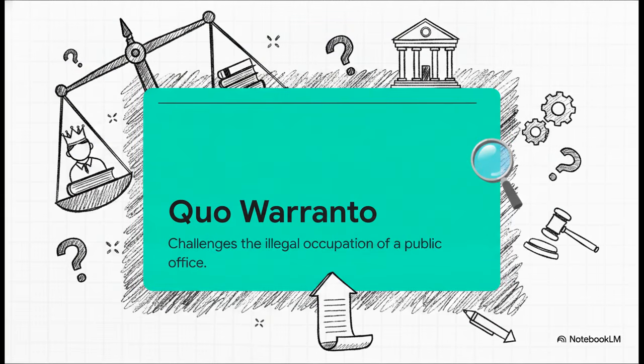Finally, we have Quo Warranto, which translates to by what authority. Think of this as the ultimate constitutional background check. It empowers everyday citizens to challenge the illegal occupation of a public office. So if someone is sitting in a position of public power, but they don't actually fulfill the strict statutory qualifications for that job, maybe they lied about their credentials or totally bypassed the legal appointment process, this writ demands they prove their legal right to hold that office. And if they can't prove it, they are removed.